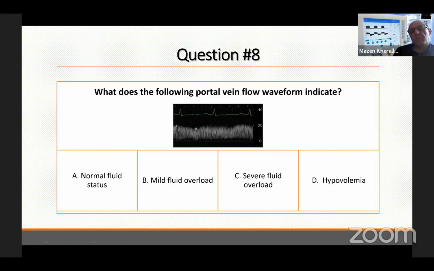Okay. What does the following portal vein flow waveform indicate? A, normal fluid status; B, mild fluid overload; C, severe fluid overload; D, hypovolemia. Noshin answered first A, then Ribaba A, Protoy A. Any more answers? And the right answer is A. I see here there is no pulsatility. It is a monophasic waveform for the portal vein, and this is normal fluid status.